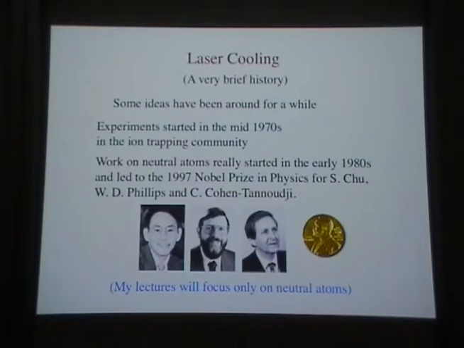And experiments actually started around the mid-70s in the ion trapping community. So they were among the first people to actually try to use lasers to cool particles and remove their thermal motion. The work on neutral atoms really started in the early 1980s, and this, of course, led to the 1997 Nobel Prize in Physics for Steve Chu and Bill Phillips and Claude Cohen-Tannoudji. So despite all the early work that was done on ions, my lectures will primarily focus on neutral atoms.